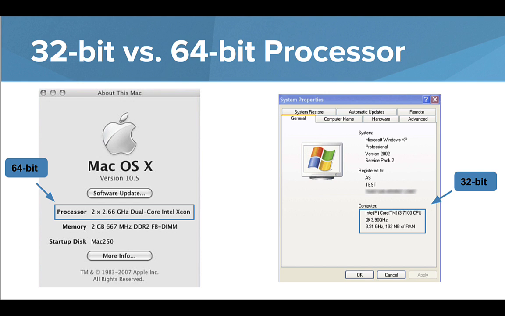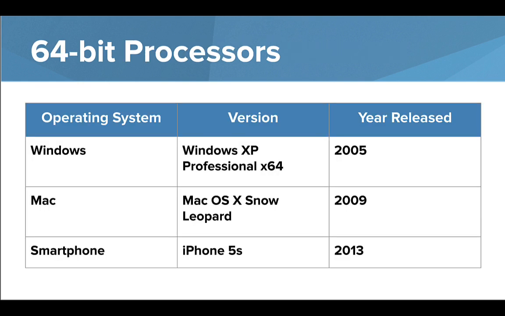In fact, a 64-bit processor has over 4 billion times the physical memory of a 32-bit processor. A 32-bit processor has a limit on the amount of memory that it can use, typically up to 4 gigabytes of RAM. One of the first 64-bit versions of a Windows operating system was Windows XP Professional x64. This operating system was released in 2005.